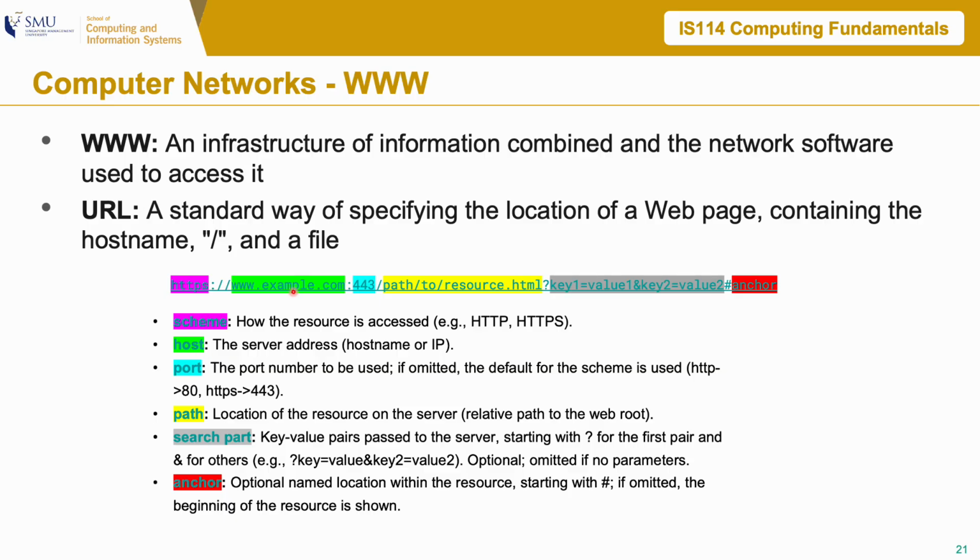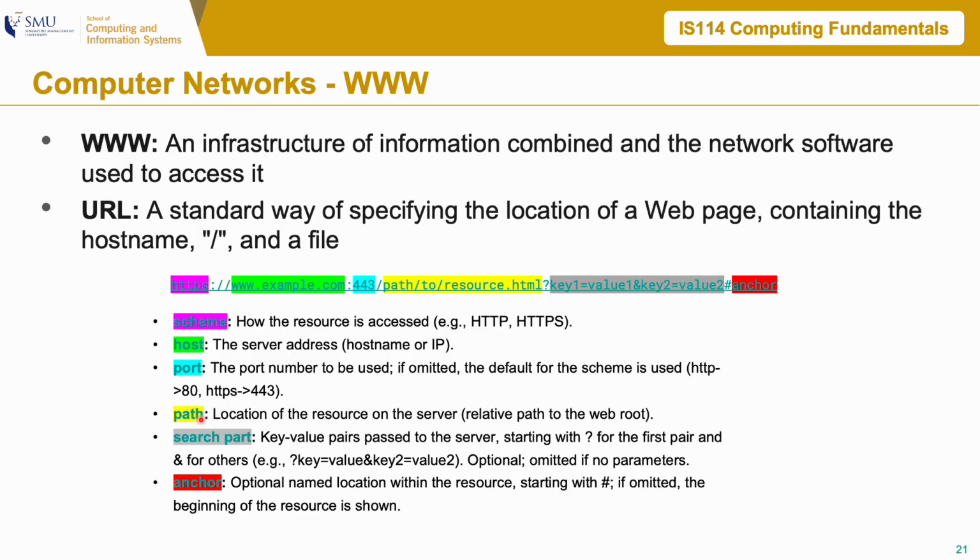The second component is the host. This is the address of the web server. We could either use the host name or IP address. The port number is a number that specifies which port of the server to connect to. The port number is often omitted because a default port is used.